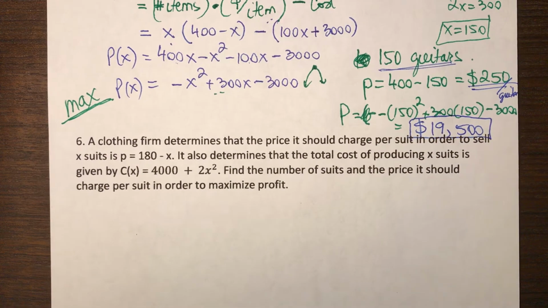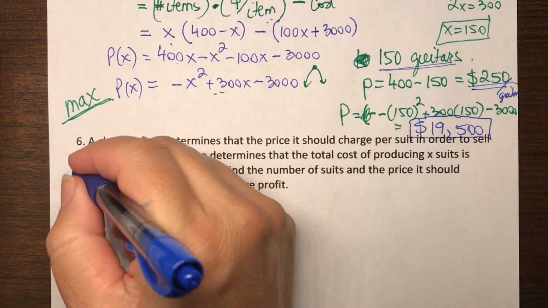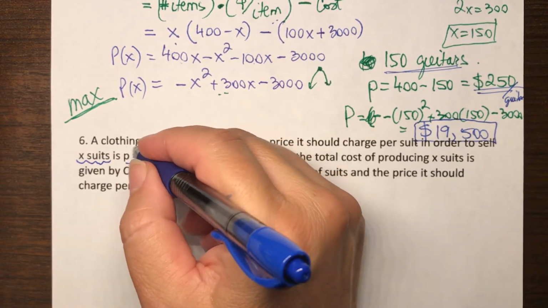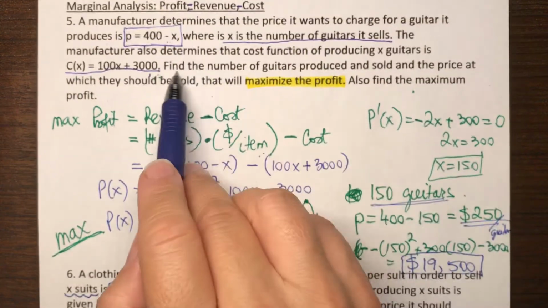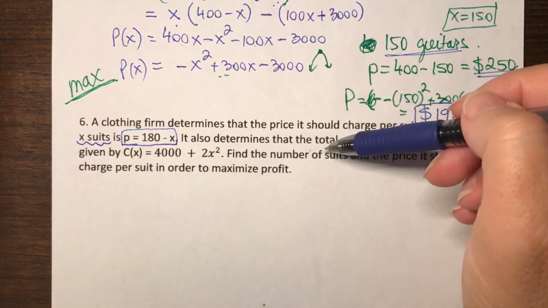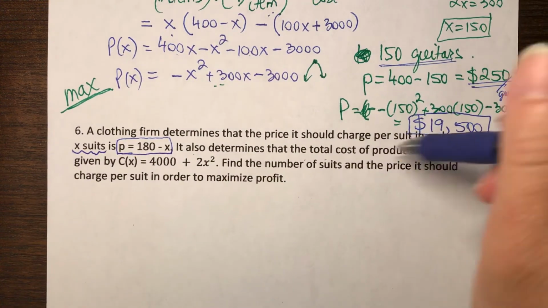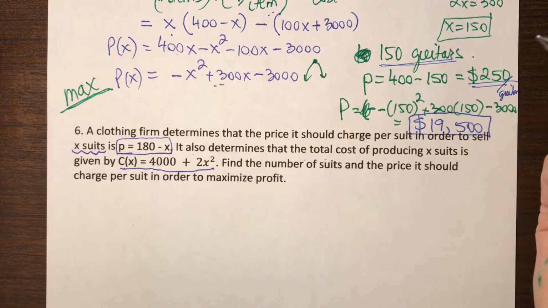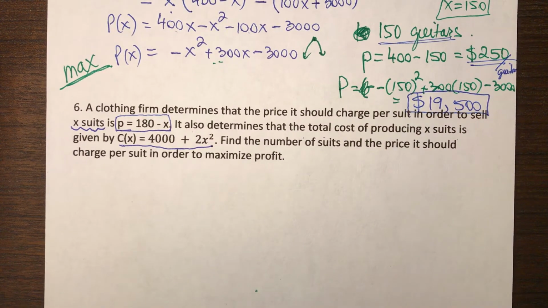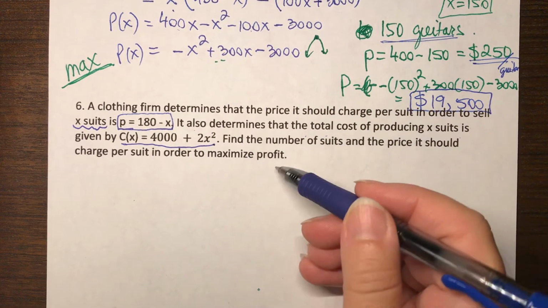It says, a clothing firm determines, it's by the way the same, that the price it should charge per suit in order to sell X suits is 180 minus X. So again, it's one of those where the price depends on the number of items you're selling. It also determines that the total cost of producing X suits is given by this function. So it's there, you don't need to come up with it. Find the number of suits and the price it should charge per suit in order to maximize the profit.